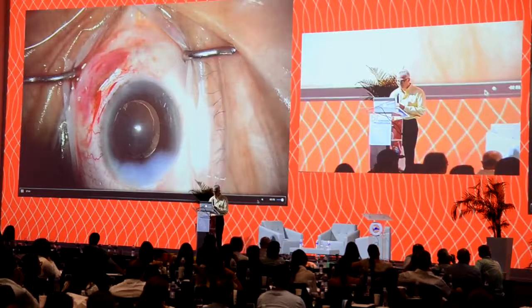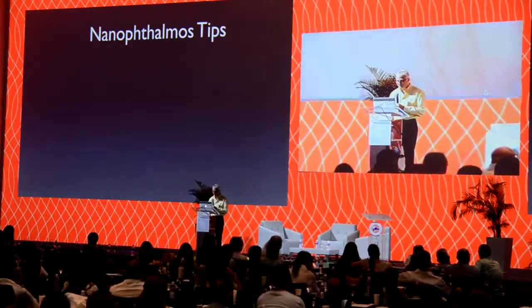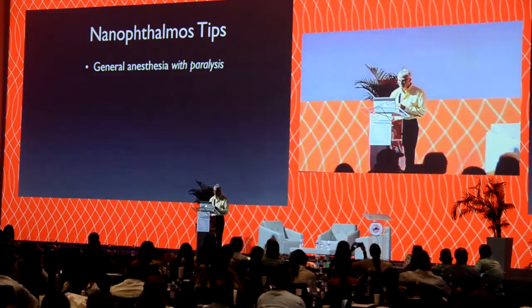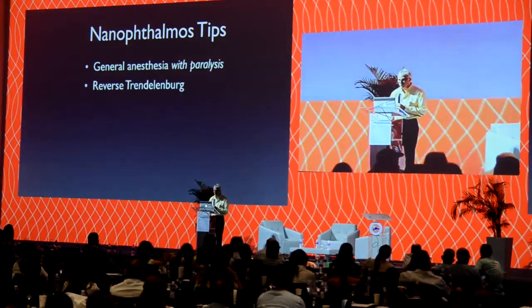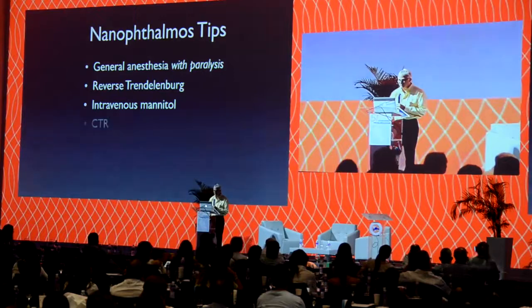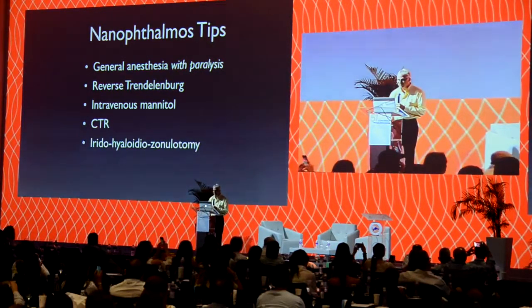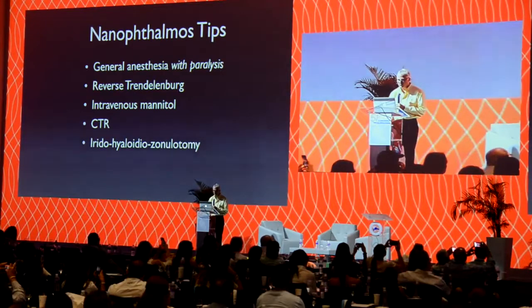Did I forget anything? Maybe, maybe not. So let's talk about it a little bit. First of all, reminding general anesthesia with paralysis is super important. Reverse Trendelenburg, intravenous mannitol, capsular tension ring, iridohyloideo-zonulotomy. Ooh, shoot, did we forget that?